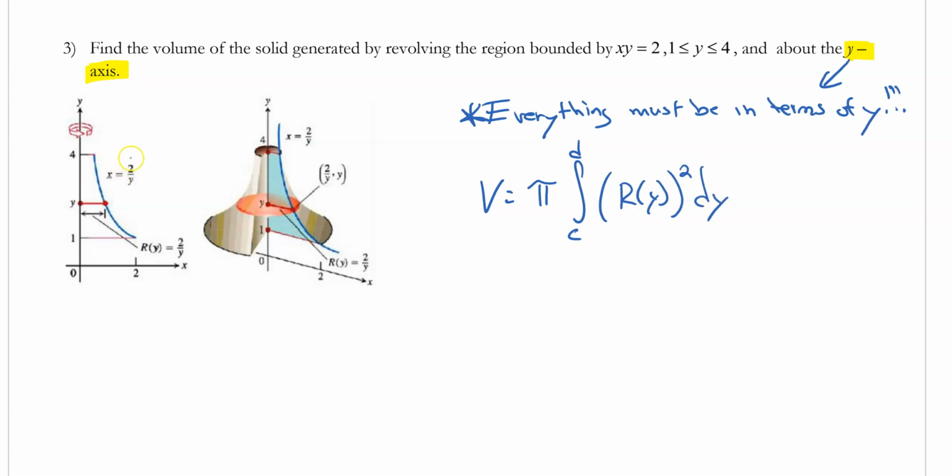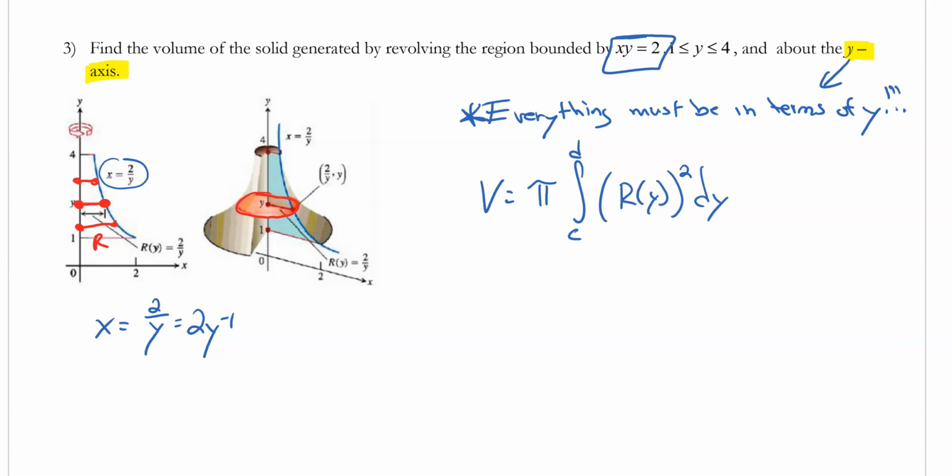Okay, you'll notice our function is this, xy equals 2. Well, we want to solve that for x. So we get 2 over y, which is the same as 2y to the -1. And you can see that right here in our image. Okay, now, just like for a function with respect to x, when you have a function with respect to y, it represents this distance right here, from the y-axis to the function. These are our r's. That's what becomes the radius of all of these cross sections right here. Okay? Again, pretty interesting shape.